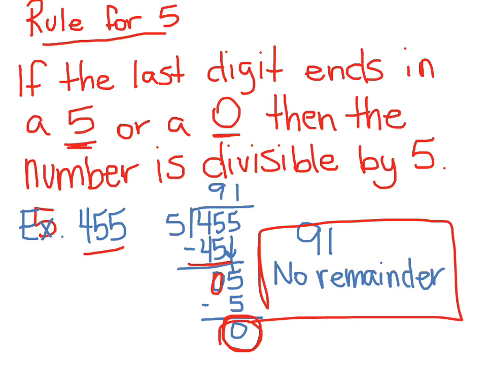Okay? So anything that ends in a 5 or a 0 is divisible by 5. Now, those that end in 0 are also divisible by 2. They can be divisible by more than one number at a time.